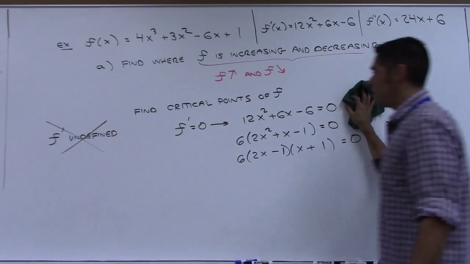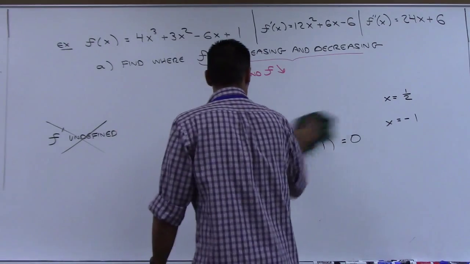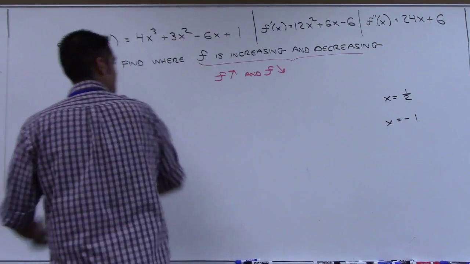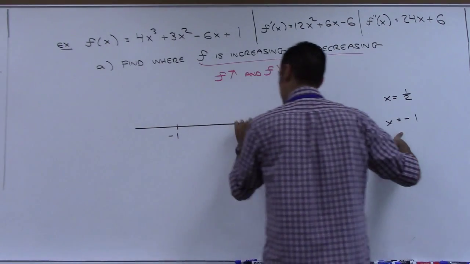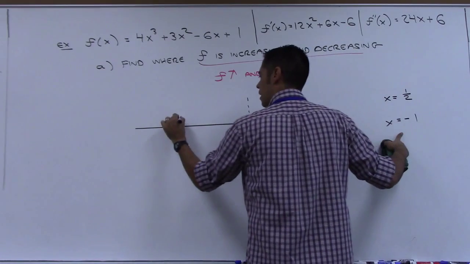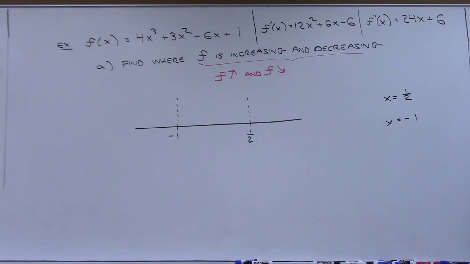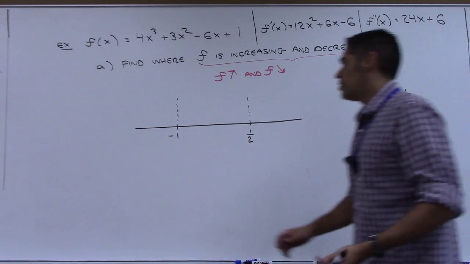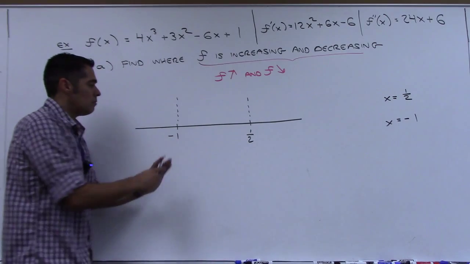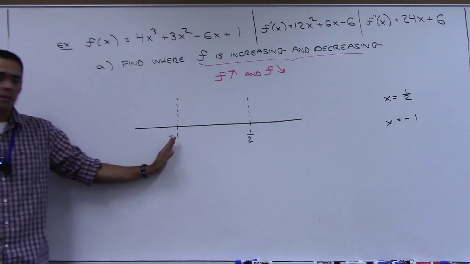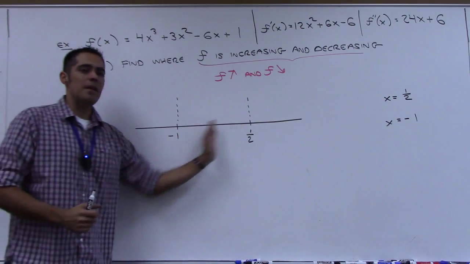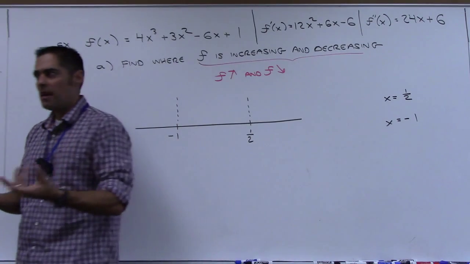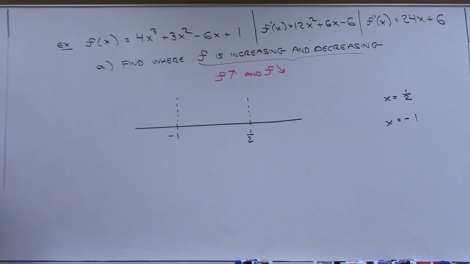So what I'll do now, and this is the standard technique, is I'm going to draw a number line. I'm going to plot these 2 points. And those 2 points will break up my number line into 3 regions, won't it? And so what I'm interested in is I know that at -1, my derivative is 0. At 1/2, my derivative is 0. The question is, what's happening to the left of -1? What's happening between these? What's happening to the right of this? When I say what's happening, I mean what's happening to my derivative, right?